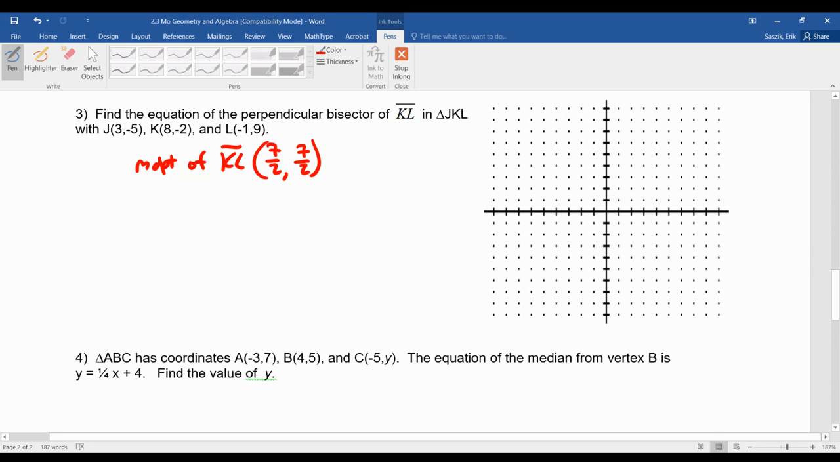Now we need a slope. Now remember, perpendicular bisector of KL, so it has to be perpendicular to KL, so let's find the slope of KL.